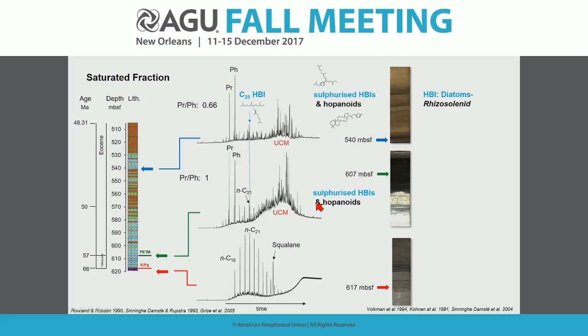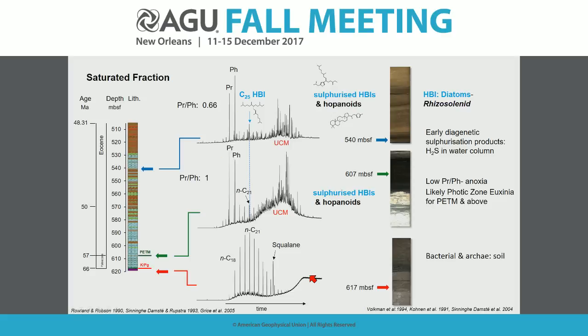We also found very high abundances of sulfurized highly branched isoprenoids and hopanoids, so there is sulfur within the molecule. The HBI is coming from diatoms, and these sulfurized compounds support early diagenetic sulfurization occurring in the water column through H2S sequestration. Low pristane/phytane indicates anoxia, likely for the Chicxulub event, which I'll come back to, and for the PETM and above. And this Suevite sample is characterized largely by bacteria and archaea, which could be attributed to soil.